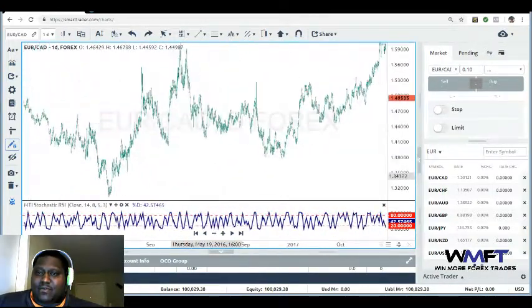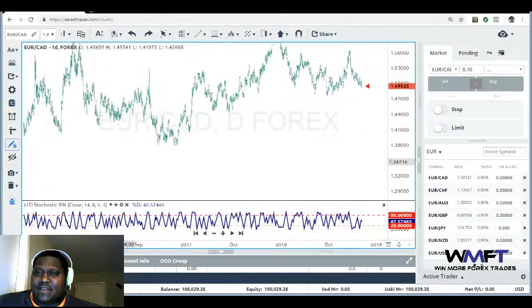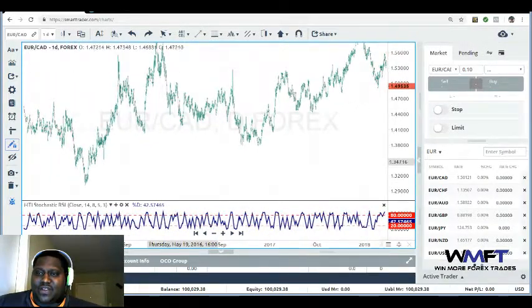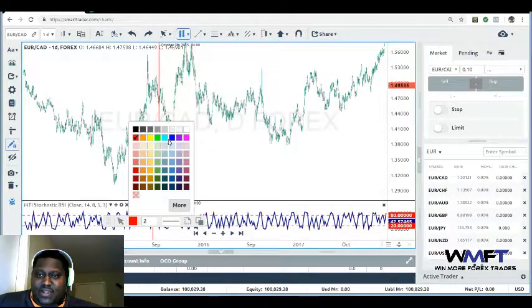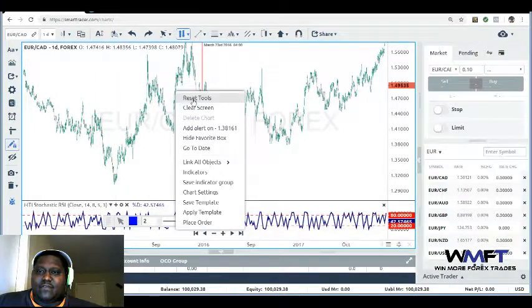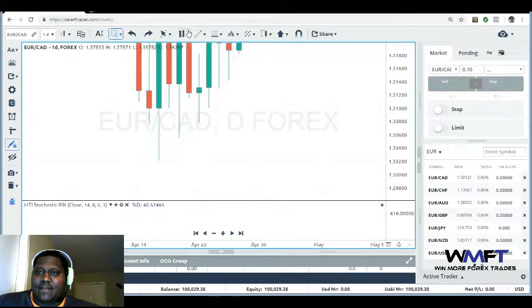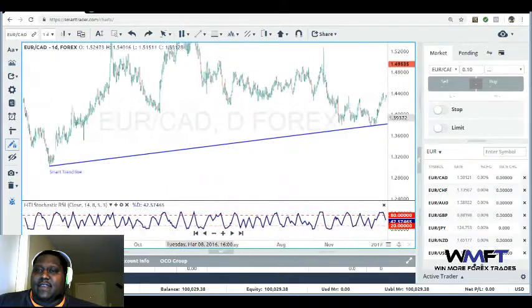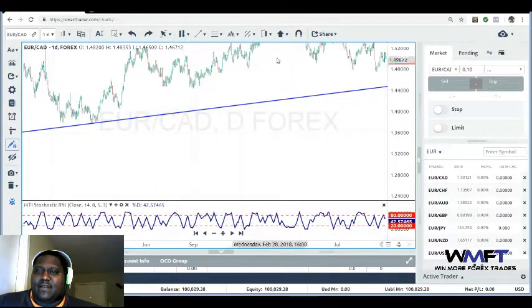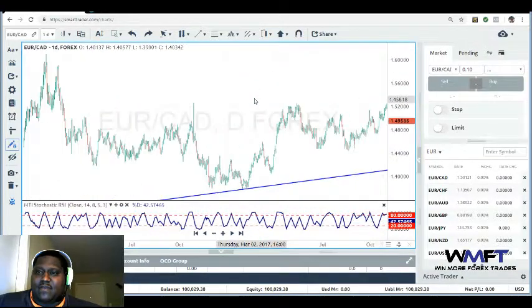Okay. So we see the market has this uptrend going right here, and what we're going to do is find the uptrend. We're going to bring in uptrend lines, smart trends. Actually, no. Let's zoom in real quick. Zoom in on this area. Smart trend lines. All right. And there we have it. There's our uptrend line.